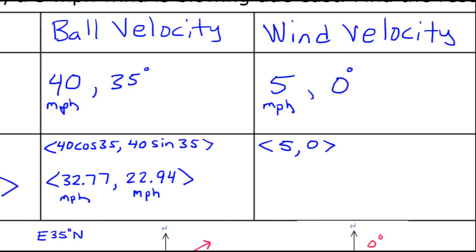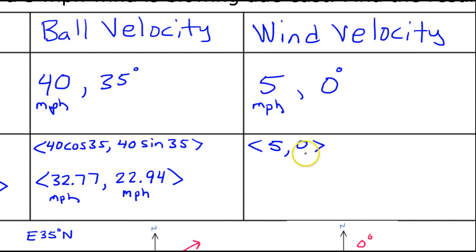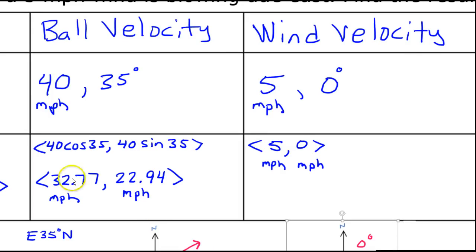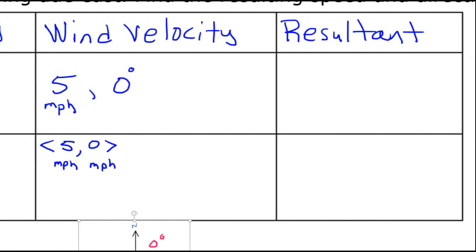Okay, and we already have the wind velocity in component form because it was just due east. And this is all miles per hour. With that, we have completed step 2. We have converted the magnitude and direction to component form for both vectors. That brings us to step 3. We're going to add the vectors to find the resultant vector in component form. So all we need to do is add these vectors, and that will give us the resultant vector.